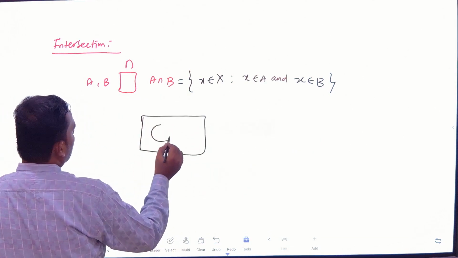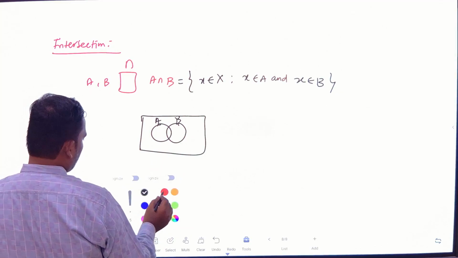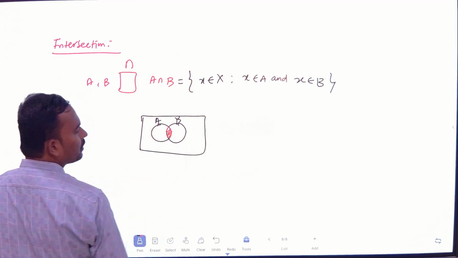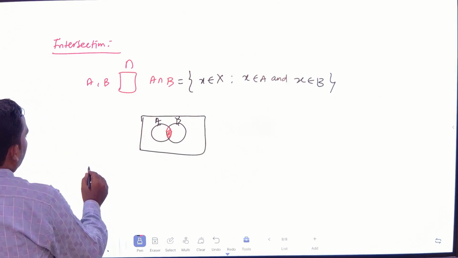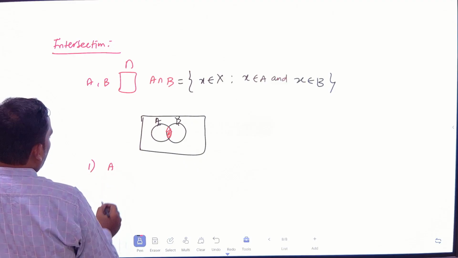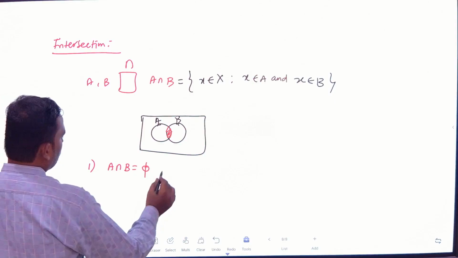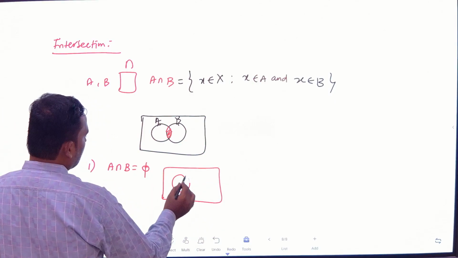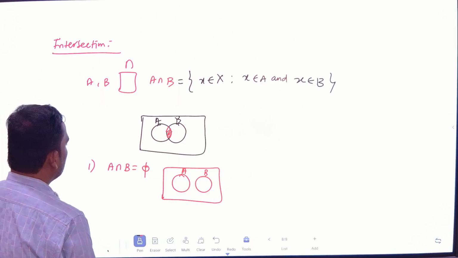You can see this is A, this is B, right? The intersection will be what? This portion, right? A intersection B. Suppose A intersection B is empty, that means there are no common elements, right? This is A, this is B, and there are no common elements.